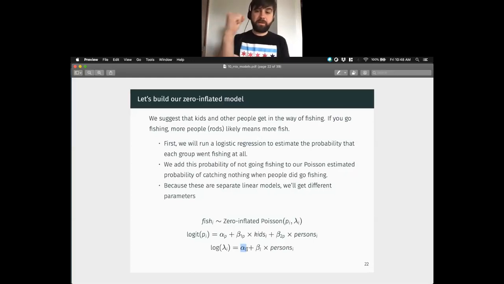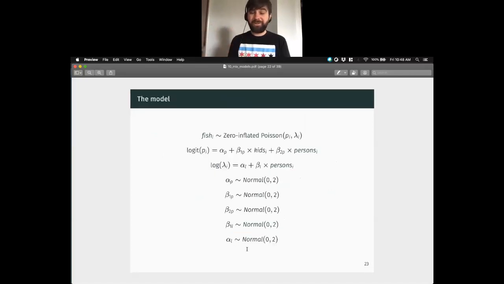There should be a baseline decrease in probability of going fishing if you have a lot of people. But if you do go fishing, you're going to catch more fish because you've got more rods in the water. Okay, so this is the monster of a model, right? It's big and it's a bit ugly, but we can do it. So the number of fish you catch is zero-inflated Poisson. Now I could easily make this zero-inflated negative binomial, but here we're going to stick with Poisson.